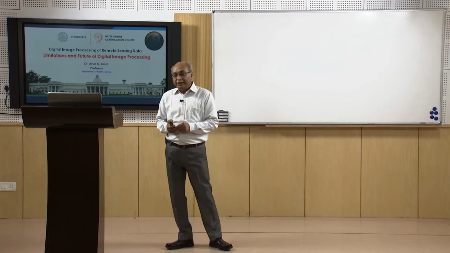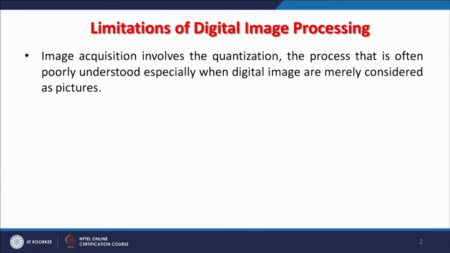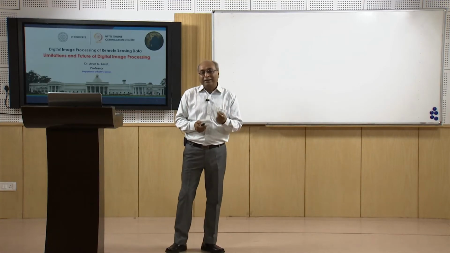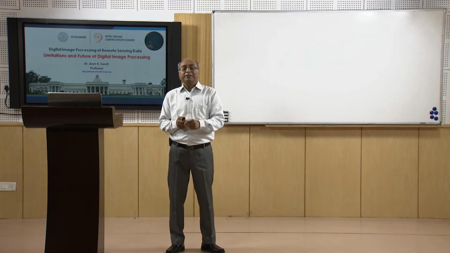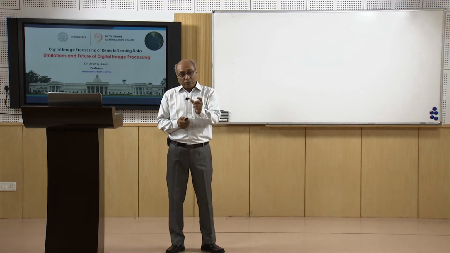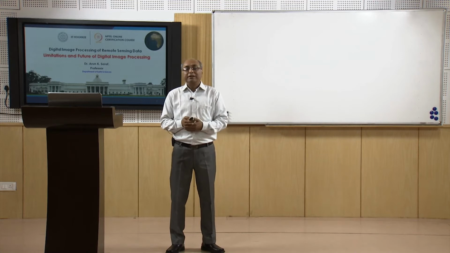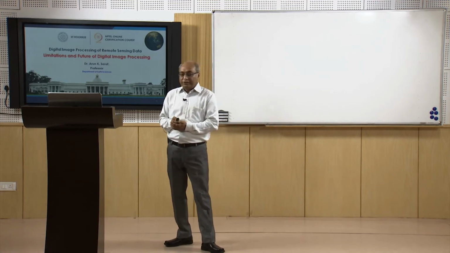So image acquisition involves quantization, and that process is often poorly understood, especially when digital images are merely considered as pictures. Because first the data is collected in analog form and then it is converted into digital. This quantization process may create some limitations of remote sensing data.